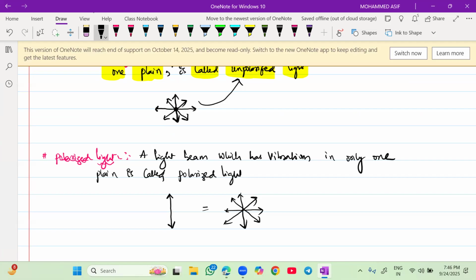Am I clear? I hope you got clarity between polarized light and unpolarized light. So polarized light means a light beam which has vibration only in one plane. One plane is called pure polarized light. Am I clear? Yes, sir.